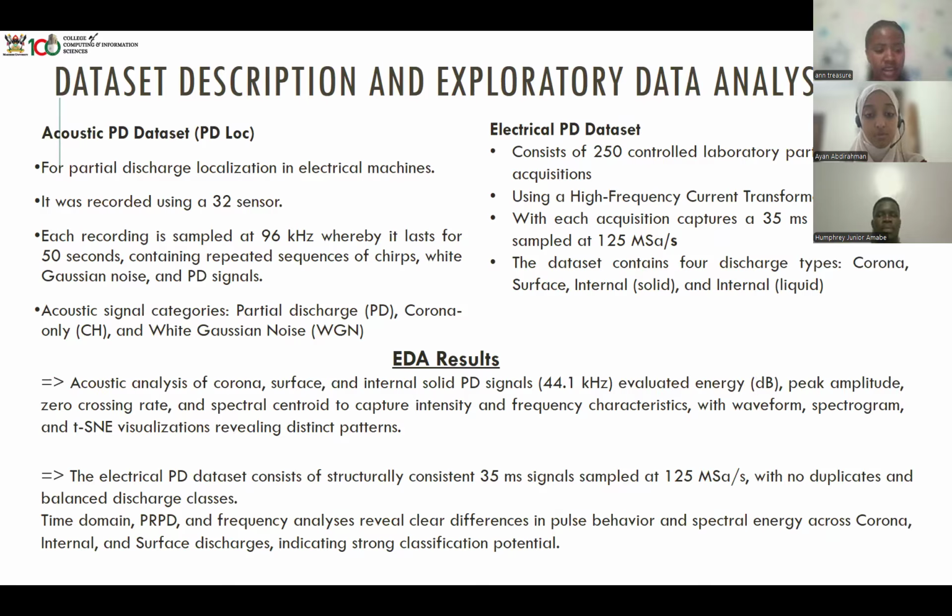With the data analysis results, we saw the acoustic analysis of corona surface and internal partial discharge, and we're able to get features such as the peak amplitude, the zero crossing rate, and spectral centroid in order to capture the intensity and frequency characteristics. And the electrical partial discharge dataset consisted of 32 millisecond signals that were sampled at 325 with no duplicates, and we're able to analyze and get these features and determine the pulse behavior and the different features.